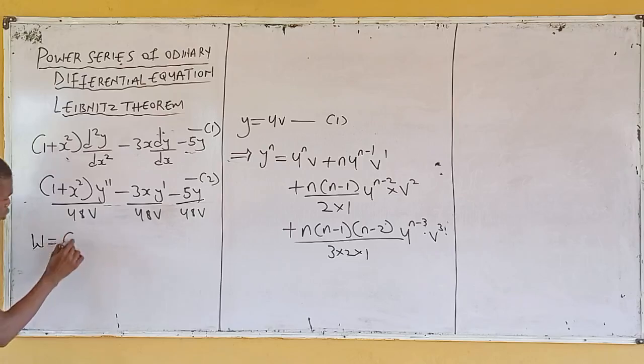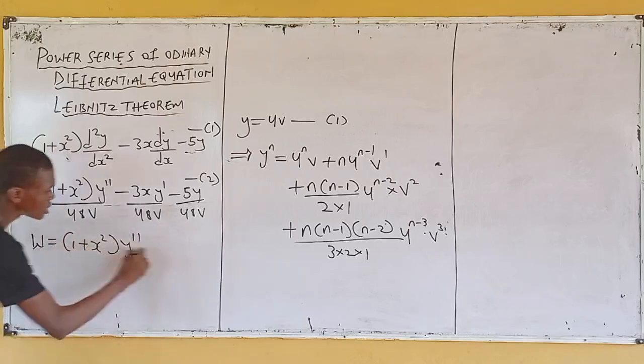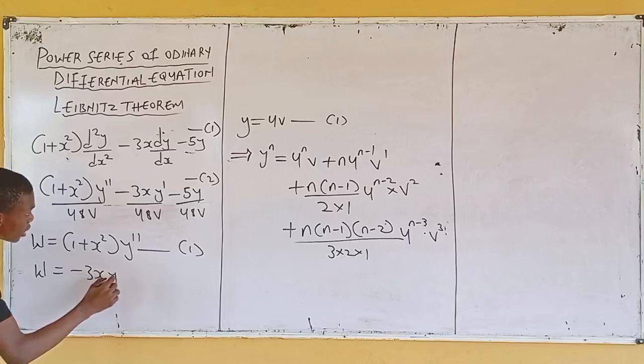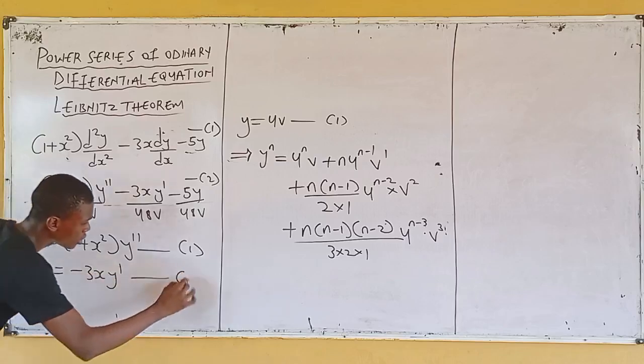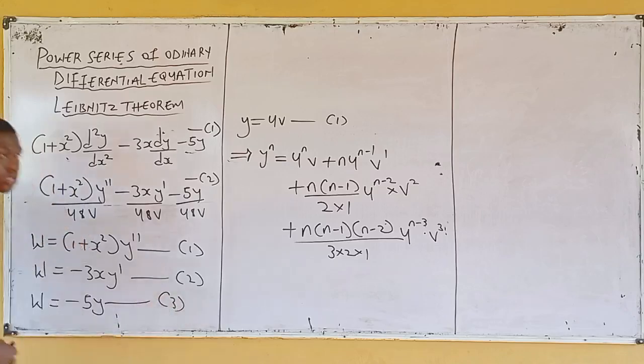So we are saying that given this question, we let w equal to 1 plus x squared multiplying y prime prime. This is the first one, equation 1. The second one, say w is equal to negative 3xy prime, equation 2.